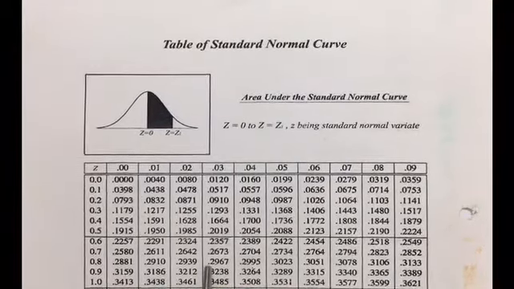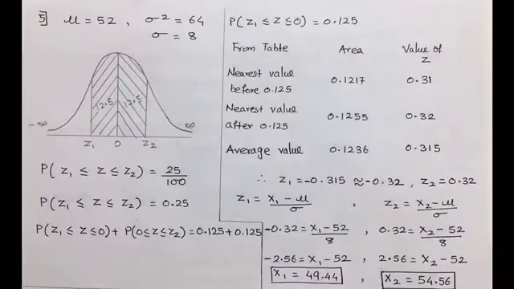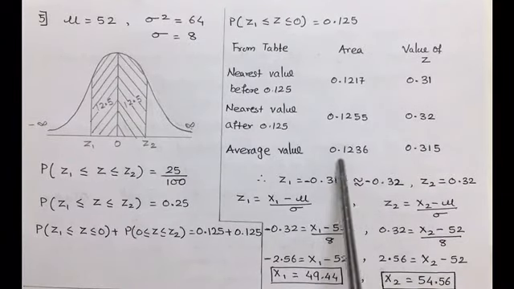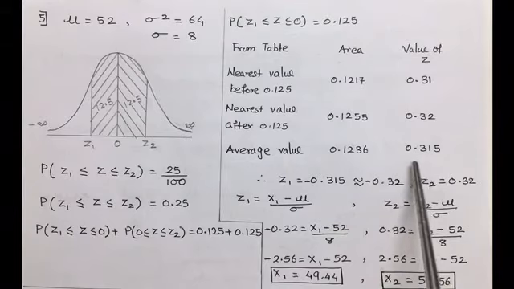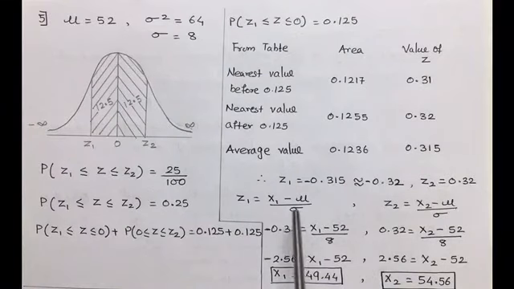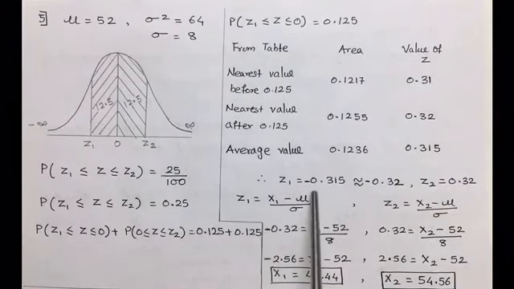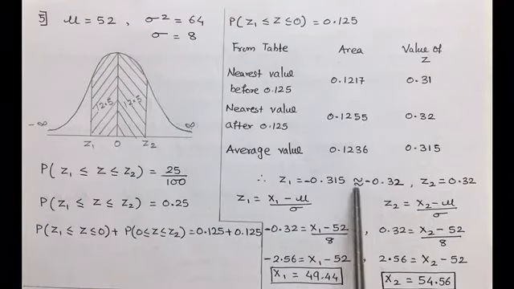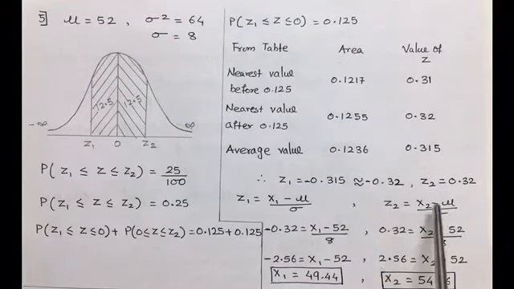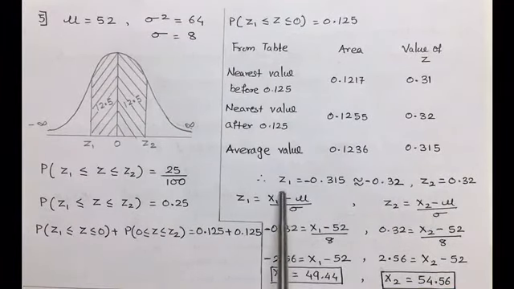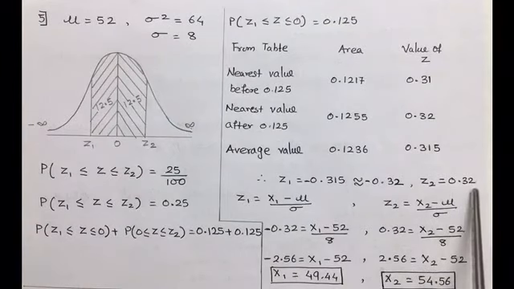So taking the average of both in area as well as in the value of Z, we get the average as 0.1236 and 0.315 as the Z value. For Z1, taking it negative, as it is lying towards the negative side, we get minus 0.315, which is approximated to 0.32. As the values of Z1 and Z2 will be the same, only Z1 will be negative, Z2 will be positive.